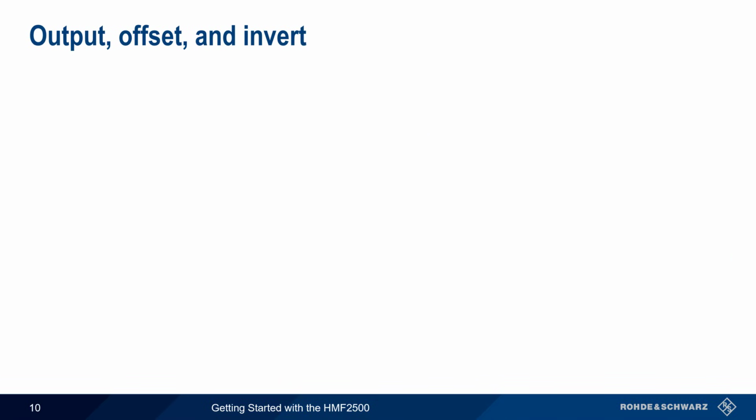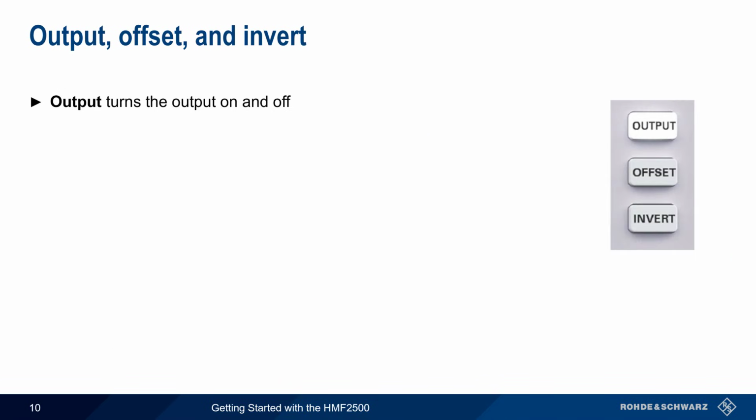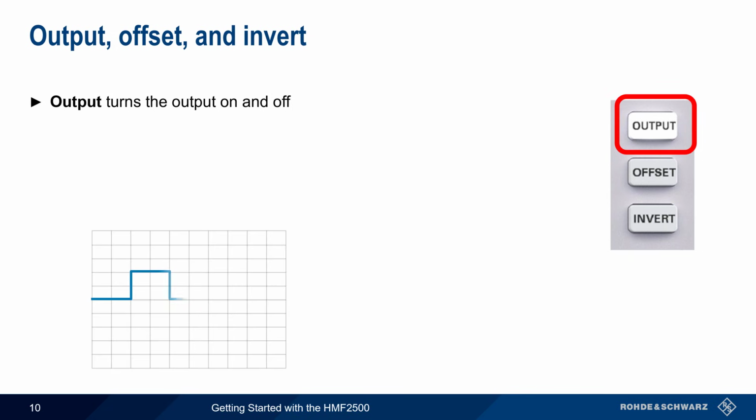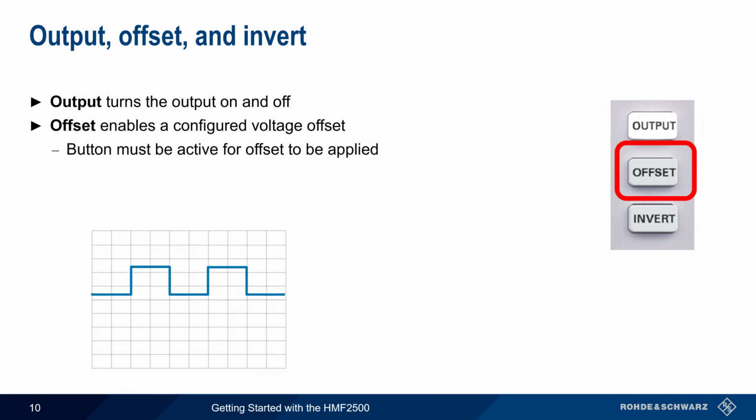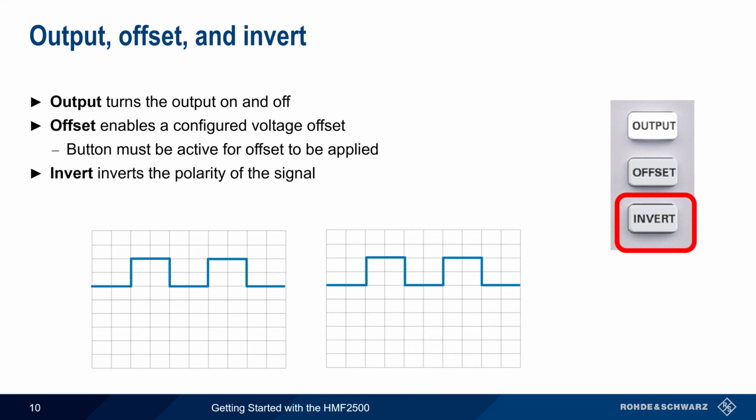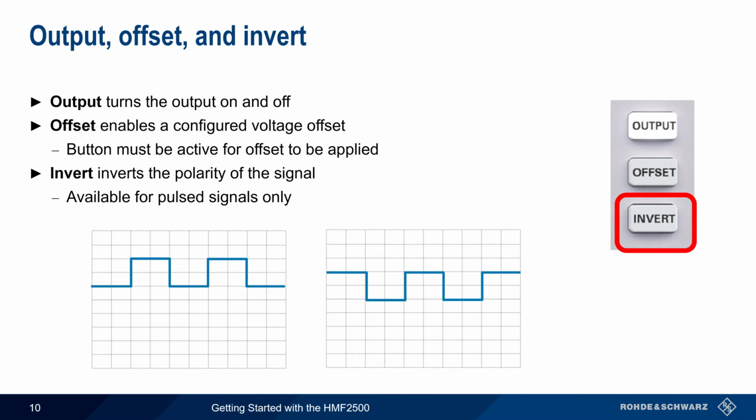To begin generation of the configured waveform, use the output hard key. This key will be lighted in white while the waveform output is enabled. The offset key is used to enable a configured voltage offset. A configured offset will not be applied until the offset button is pressed. The invert button inverts the polarity of the signal. Note that invert is available only for pulsed signals.